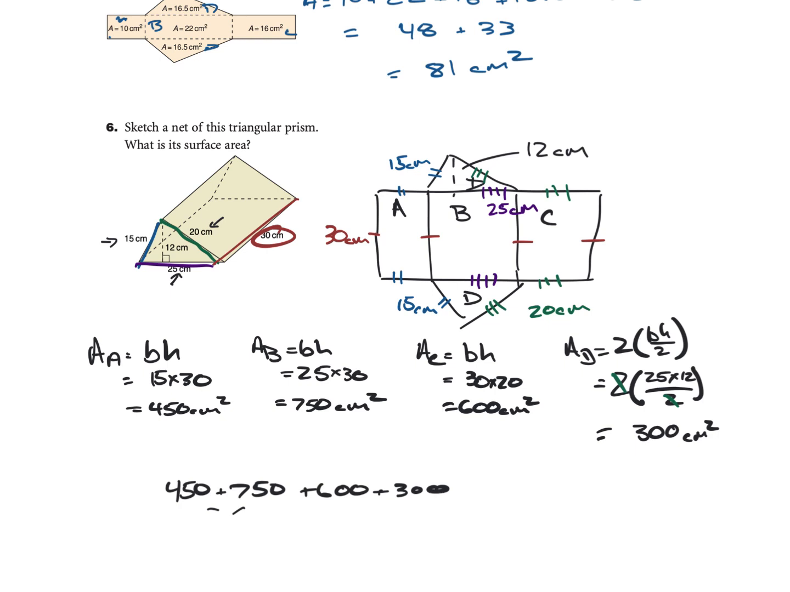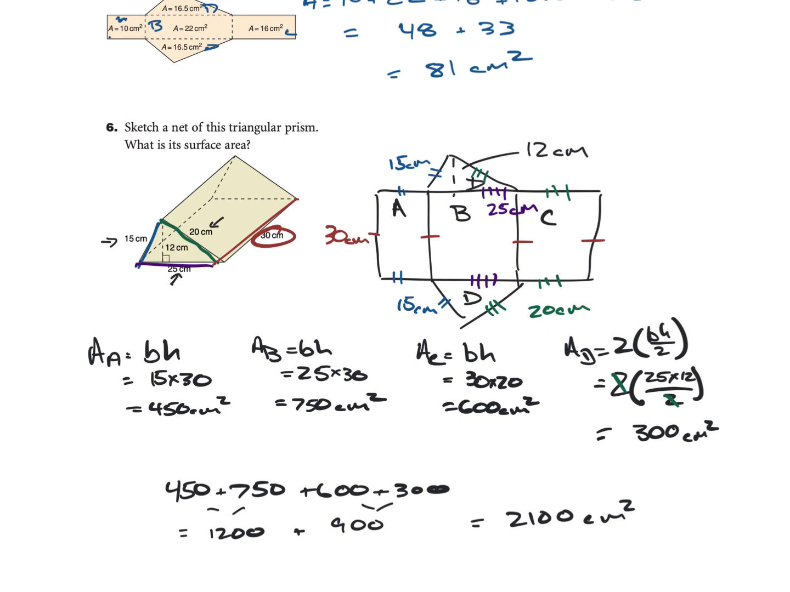450 and 750 is 1200, plus 900 for those two. So I get a final answer of 2100 centimeters squared. So that's how we do the net and how we do the calculations.